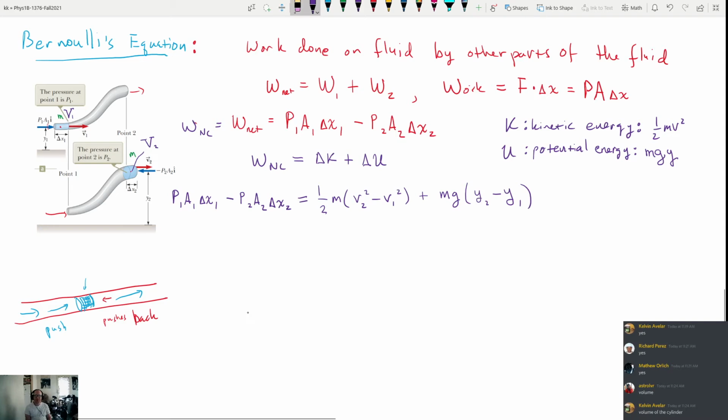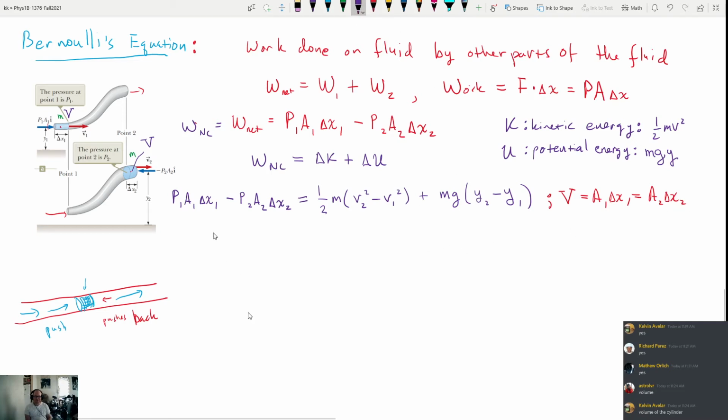Oh, I forgot. Does the volume change? No, of course it doesn't. The volume's the same in both cases because we're talking about these incompressible fluids. So it's the same volume in both cases. So we can write that, we'll just write it over here so that I make sure that I've written it down. The volume, in this case, is equal to A1 delta x1, but it's also equal to A2 delta x2 because we're following the same piece of fluid as it goes through.